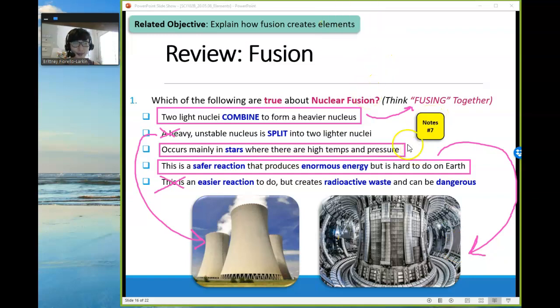All right, let me go ahead and give you a few moments. Do number 7. Make sure you click off all 3. 2 light nuclei combine. It occurs in stars. It's safer, produces enormous energy, hard to do on Earth. Make sure you do all 3. If you miss a single one or if you click the single wrong one, it will mark number 7 entirely as wrong. Go ahead, take a moment, pause the video, and then continue playing when you're ready.